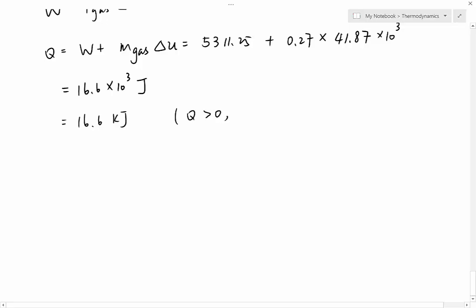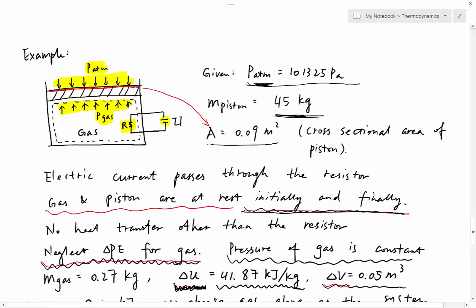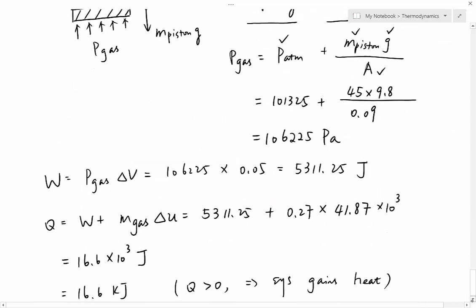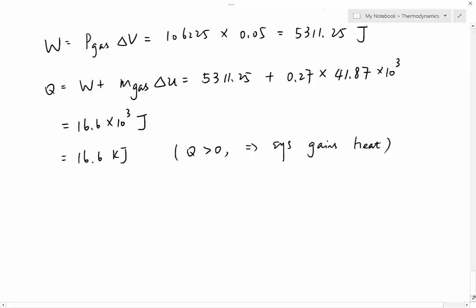If your heat transfer is positive, what does it mean? That means your system gains heat. If your solution for heat transfer is negative, that means your system loses heat. All right. Does it make sense that my system gains heat? If you take a look, what is my system? My system is the gas. Does the gas gain heat? Yes, it does, because the resistor becomes really hot, so the heat will be transferred to the gas. So the gas does gain heat, and my solution for heat transfer is positive. That makes sense. You can use that to double check if your solution makes sense or not.